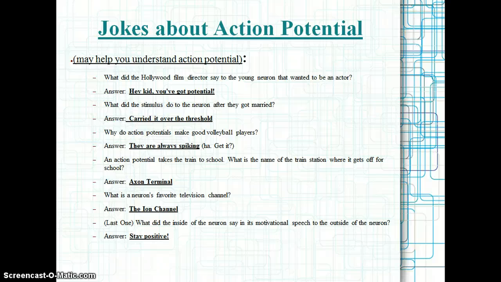Okay, I know this is dumb, but whatever. An action potential takes the train to school. What is the name of the train station where it gets off for school? The Axon Terminal. What is a neuron's favorite television channel? The Ion Channel. And the last one: what did the inside of the neuron say in its motivational speech to the outside of the neuron? Stay positive.